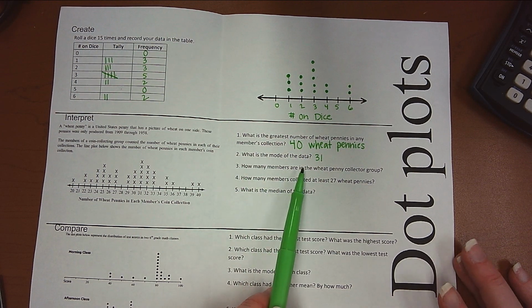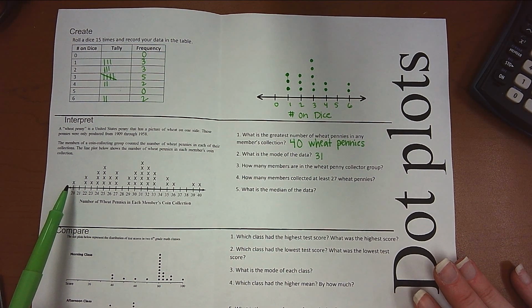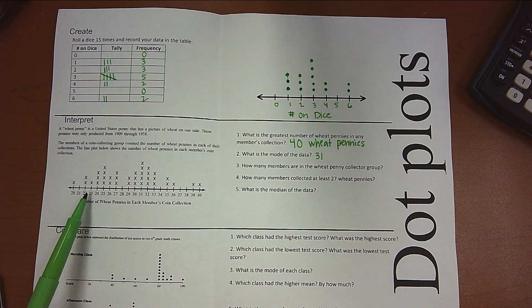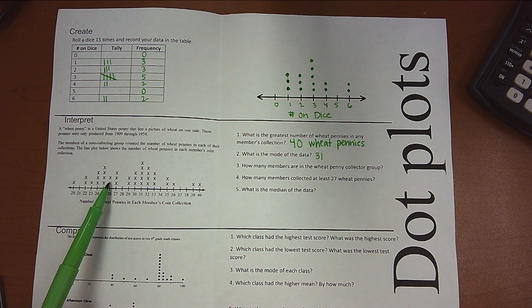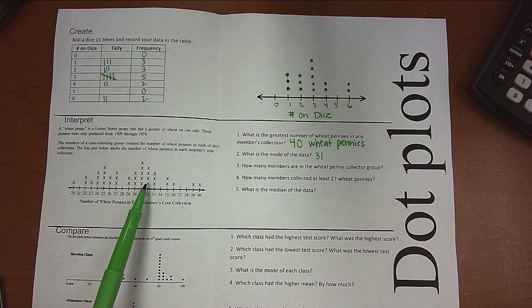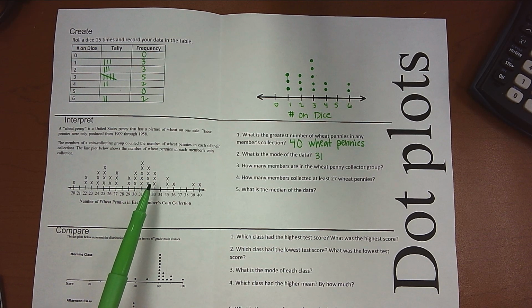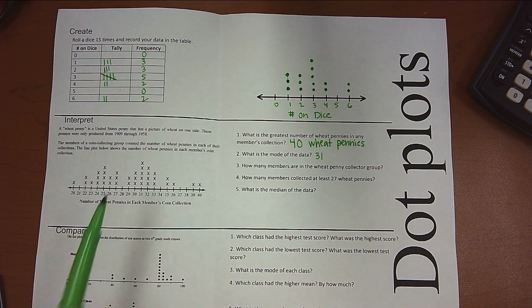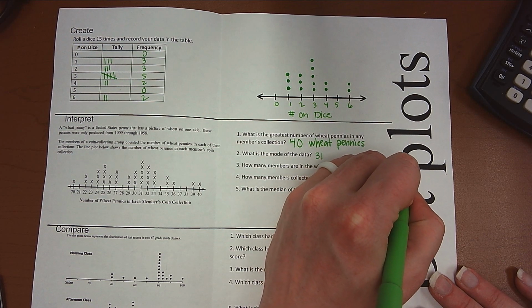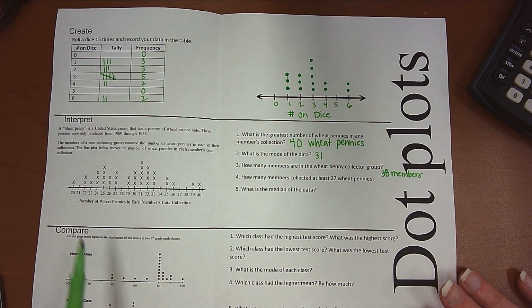Then it says how many members are in the wheat penny collector group. Well, each X represents a person. One person has 20 wheat pennies, 2 people have 22, 1 person has 23. So all I have to do now is just count my number of X's. 1, 2, 3, 4, 5, 6, 7, 8, 9, 10, 11, 12, 13, 14, 15, 16, 17, 18, 19, 20, 21, 22, 23, 24, 25, 26, 27, 28, 29, 30, 31, 32, 33, 34, 35, 36, 37, 38. So there are 38 members in this group.